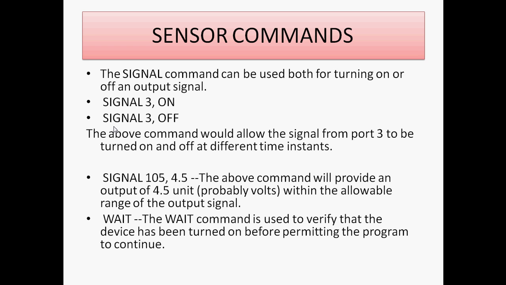Then signal 105, comma 4.5, the command will provide an output of 4.5 units within the allowable range of the output signals. The wait command is used to verify that the device has been turned on before permitting the program to continue. So this is about the wait and signal 105, 4.5. So 4.5 units is the output voltage that can be generated, then only the opening will be possible or not possible. So this is the permitting value we can provide in the sensor commands.